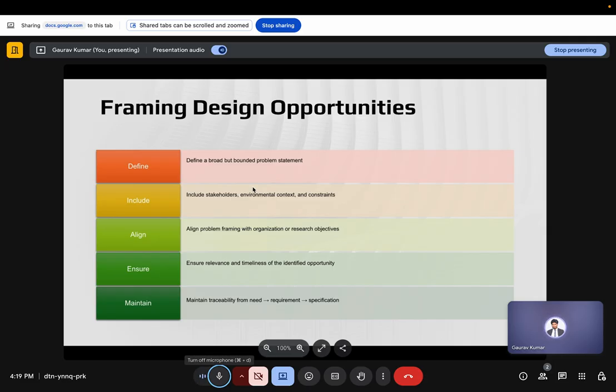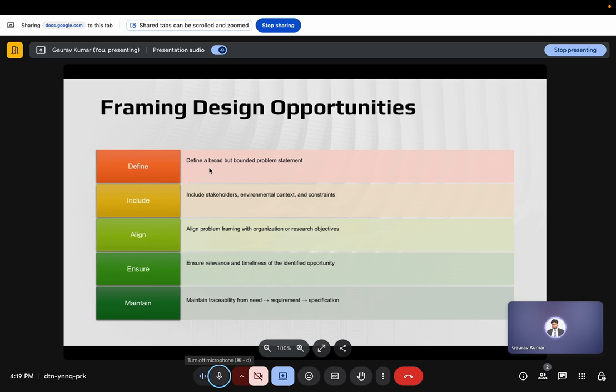Traceability is mandatory: need, requirement, and specification. If we cannot trace a requirement to a need or a test to a spec, the chain is weak. Timeliness matters. The frame should reflect the present urgency and future relevance, preventing the elegant answer to the fading question. So this is what we have learned.